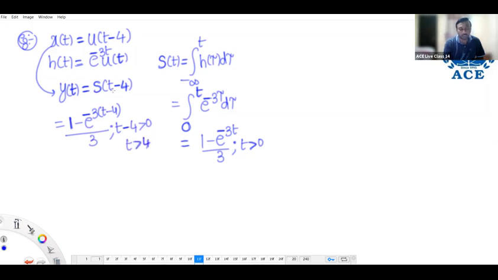Whenever the input is a step function, the output is called what, sir? Step response. Integration of impulse response is called the step response. So we got the output. If you know s of t, the output is s of t minus 4; simply t is replaced by t minus 4. Without doing any convolution, we got the answer. Input step function, output step response. Integration of impulse response is called the step response.